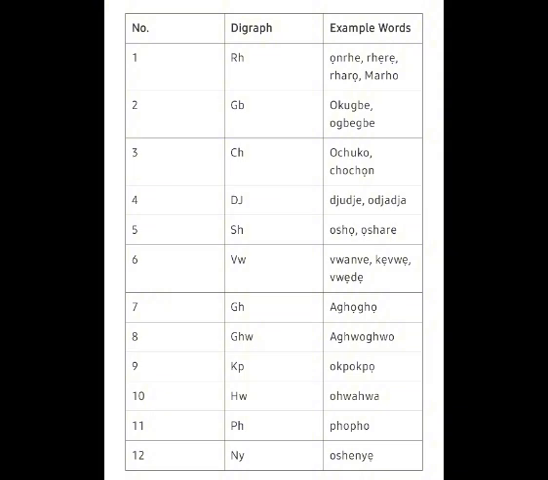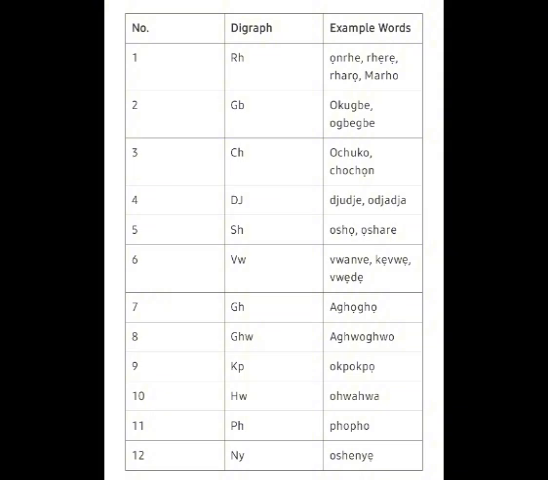I have an example there, and the example is aroro. You can hear the sound as I'm pronouncing it. Aroro. The 8th one there is the GH trigraph, which we have also considered. And the example there is awogo. The 9th one there is the KP digraph. The example we have there is okpokpo.